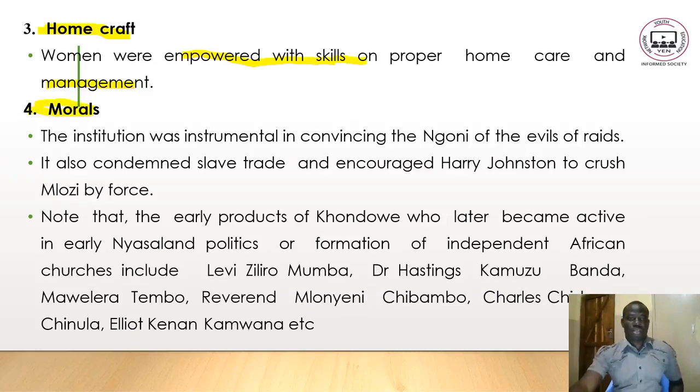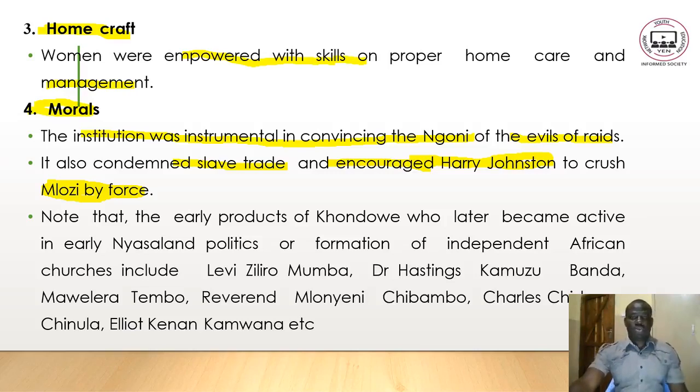And also morals. The institute there at Livingstonia was instrumental in convincing the Ngoni of the evils of the raids. It also condemned the slave trade and encouraged Harry Johnston to crush Mlozi by force. Mlozi, who was a slave trader in the northern region in Karonga, was crushed by the colonial government, or Sir Harry Johnston, representing the British government. Much of the recommendation came from the Livingstonia mission, saying that in Karonga there is a Swahili Arab trader who is disturbing the area, so it is better that we crush this person. So he encouraged Harry Johnston to do that.